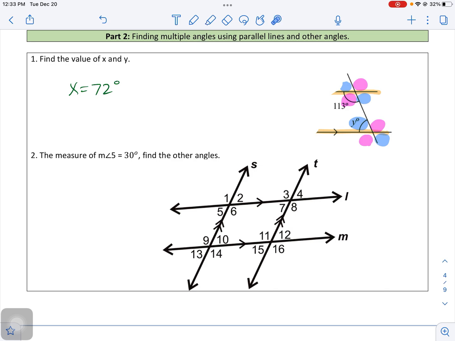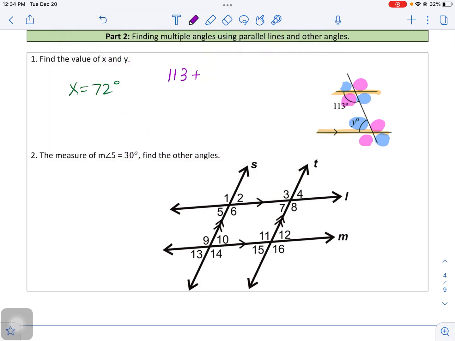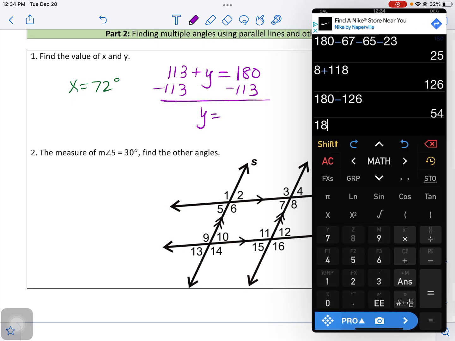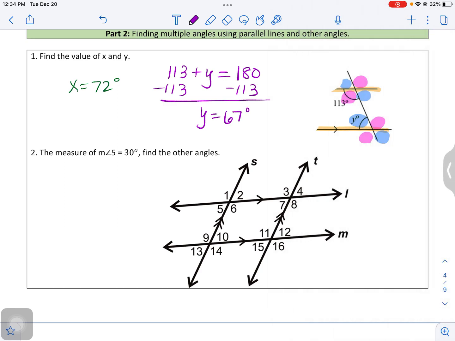So now look at them. My goal is to find y. Y is blue, 113 is pink. Now if they're different colors, don't forget they are supplementary to each other. So I know 113 plus the y value will equal 180 degrees. They're supplementary. The two angles add to be 180. So I'm going to subtract 113, and we take 180 minus 113, you get 67. So y is 67 degrees, and you're done with that problem.